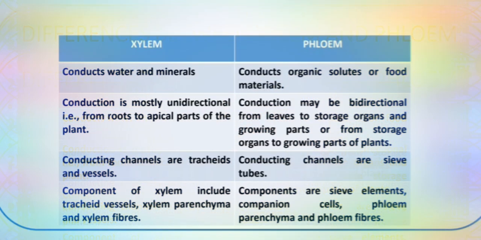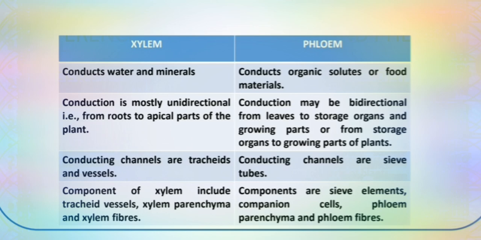Now we move on to the differences between xylem and phloem. Xylem conducts water and minerals. It transports water and minerals. Phloem conducts organic solutes, that is, food materials. Food materials flow through the phloem just like blood flowing through our blood vessels. So food always flows in solution form.